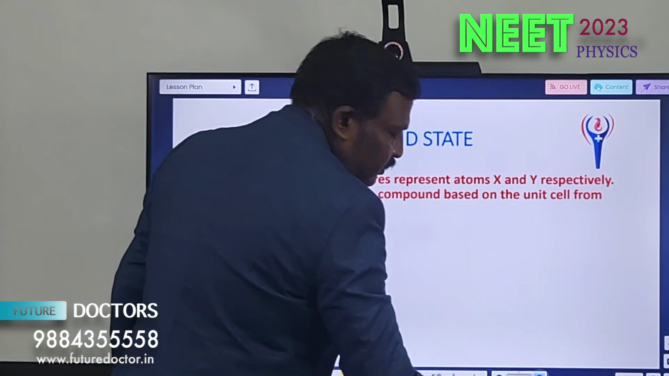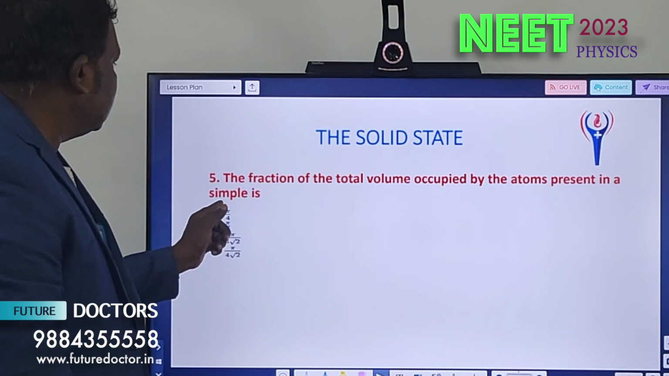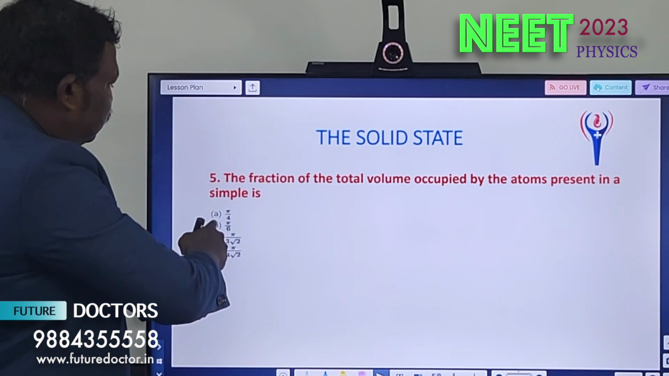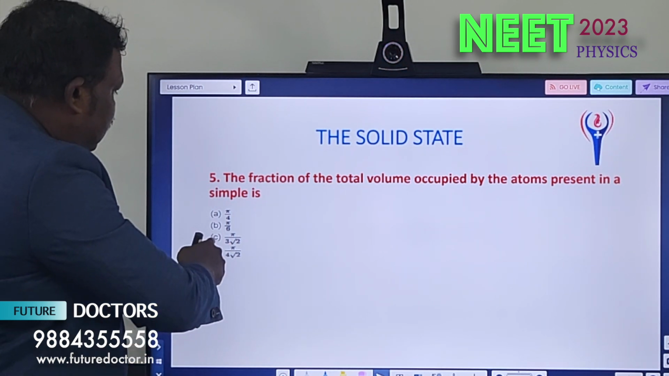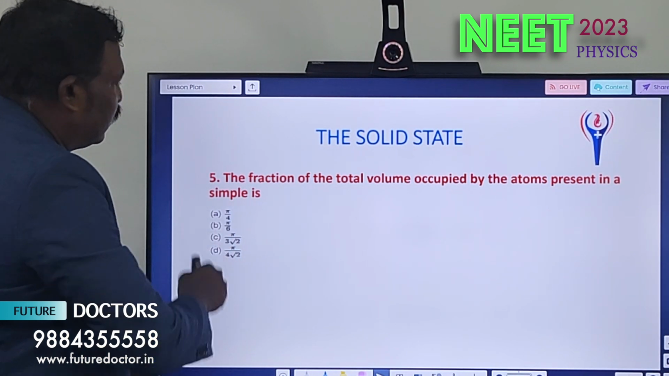Okay, next one. Fifth one, the fraction of the total volume occupied by the atoms present in a simple, actually simple cubic, option A pi by 4, option B pi by 6, option C pi by 3 root 2, option D pi by 4 root 2.